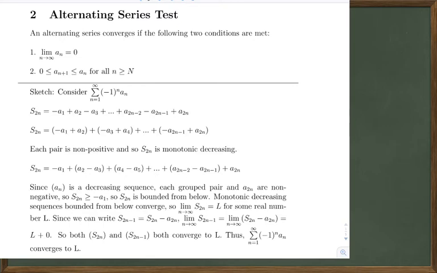Since we can write s of 2n minus 1 as s of 2n minus a sub 2n, the limit as n goes to infinity of s of 2n minus 1, that's all the odd partial sums, is going to be equal to the limit as n goes to infinity of s of 2n minus a sub 2n.